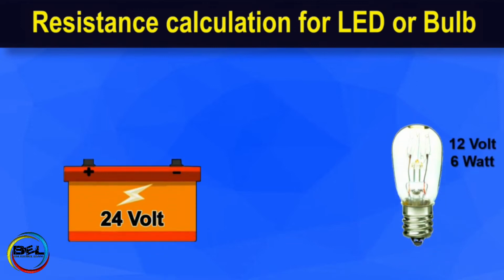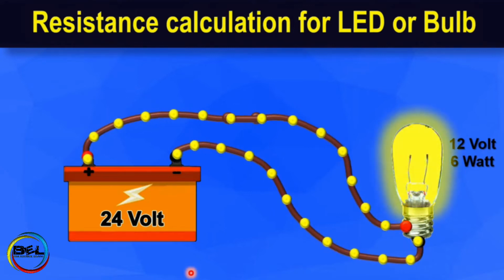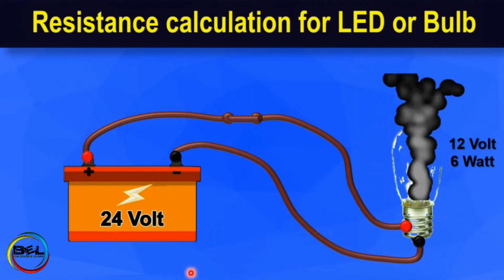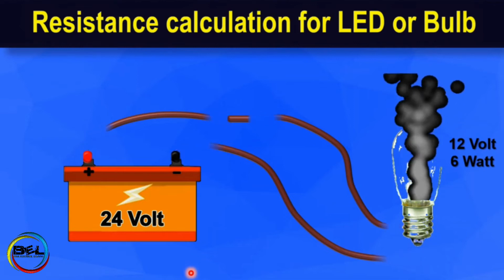But if we change the situation, here the battery has a voltage of 24 volt, which is double the voltage of the load, and the load has a voltage of 12 volt. So 12 volt is the bulb voltage and 24 volt is the battery. When we close the switch and complete the circuit, the current starts to flow, but due to the flow of heavy current the bulb will blow up. So it means 12 volt is enough, so we must drop the voltage with the help of a resistor.